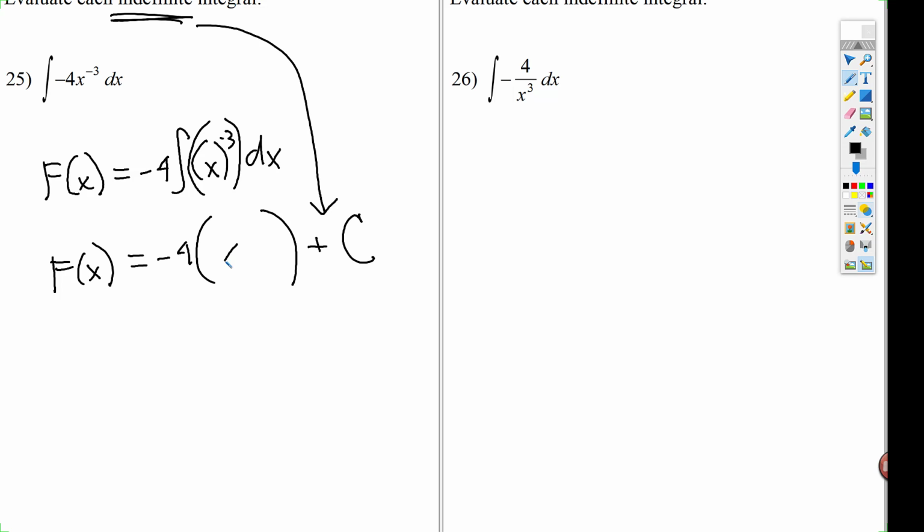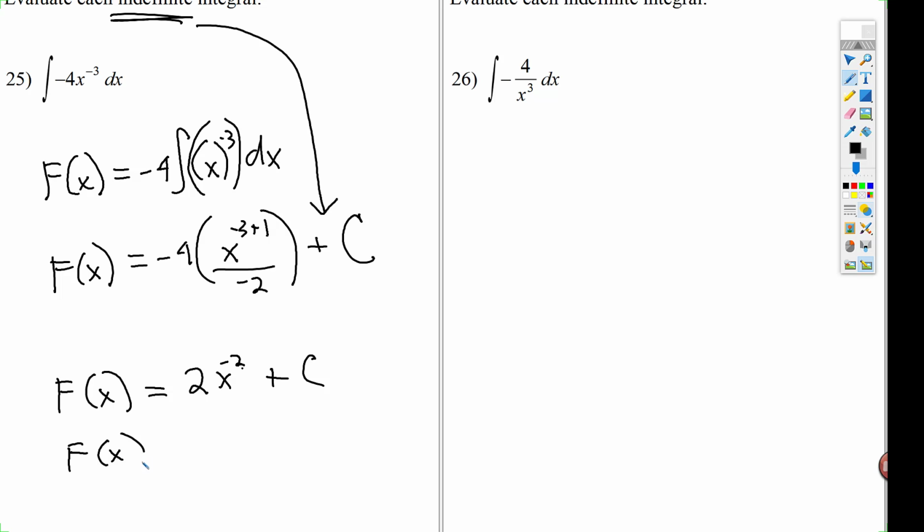So then, -3 plus 1 is -2, so you divide by -2. -4 divided by -2 is +2. And then -3 plus 1 is -2. Remember, we do not like negative signs. So this becomes +2 over x squared plus the capital C. And again, if you do the derivative of this, you'll end up getting that.